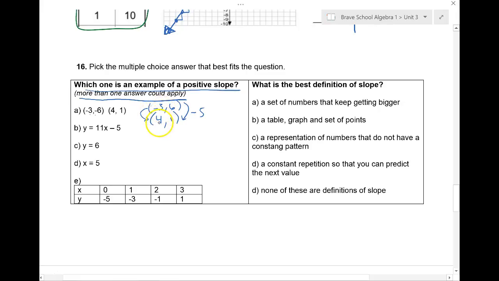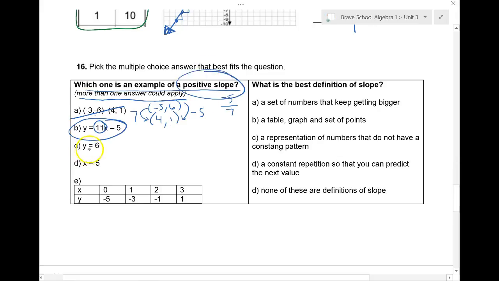So going from -3 to +4, we're going up. We're going up 7. So then the slope there is -5 over 7. So then that is negative. So that is not a positive slope. That's not an answer. B, remember the equation, the slope is right here. It's 11, and 11 is positive, so that is one of the answers. Because remember, again, we're looking for which ones are positive.